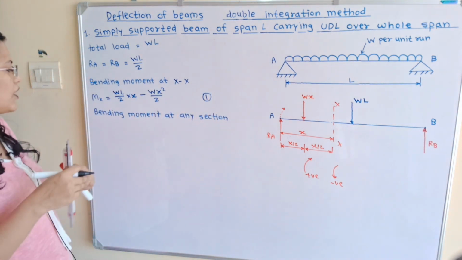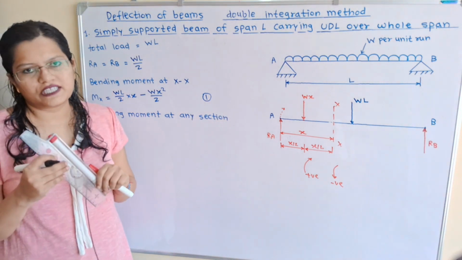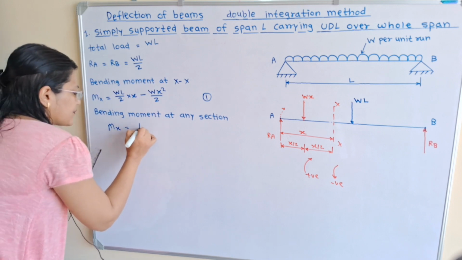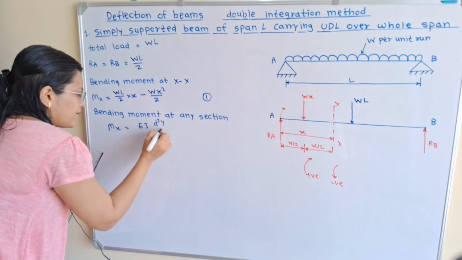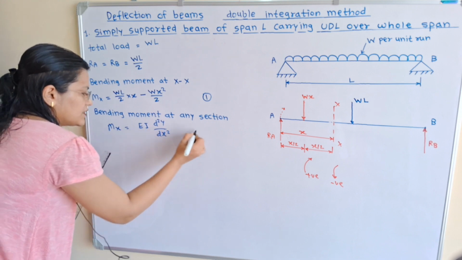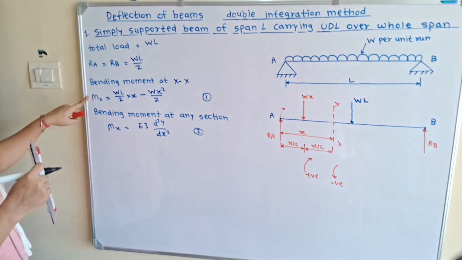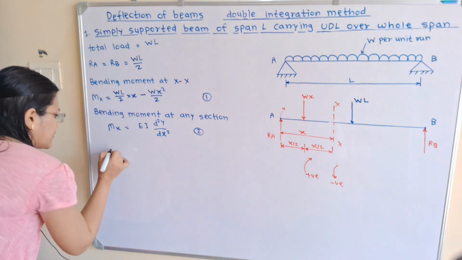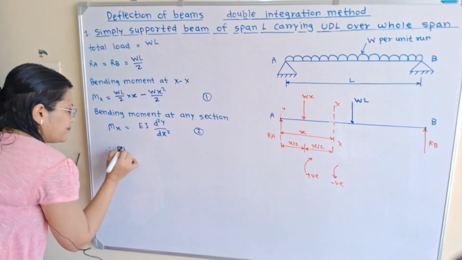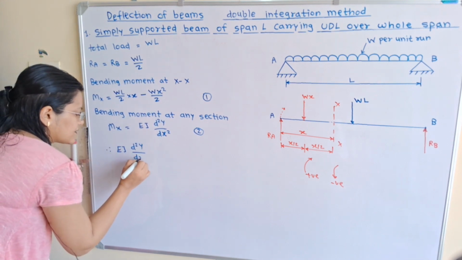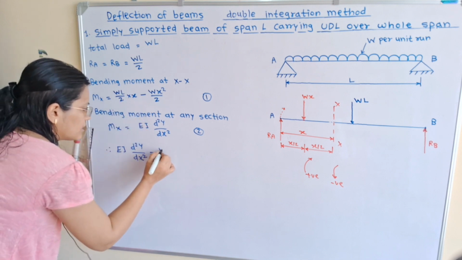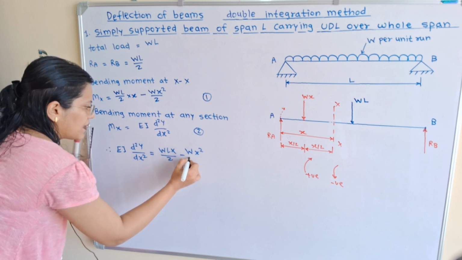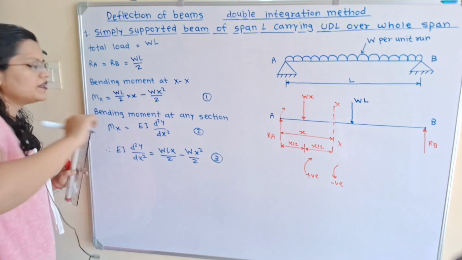Now we know the formula for bending moment at any section: Mx is equal to EI d square y by dx square. This is equation number 2. The left hand sides of these two equations are the same, so I will equate them. Therefore EI d square y by dx square is equal to WLx by 2 minus Wx square by 2. This is equation number 3.